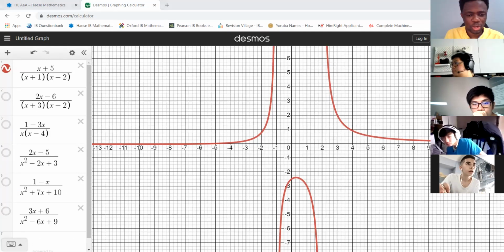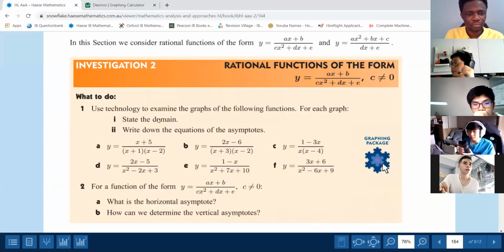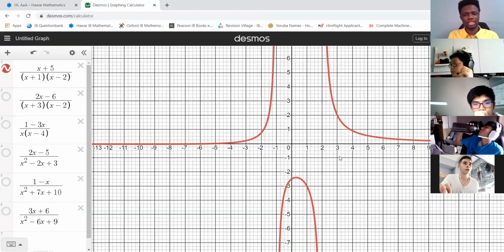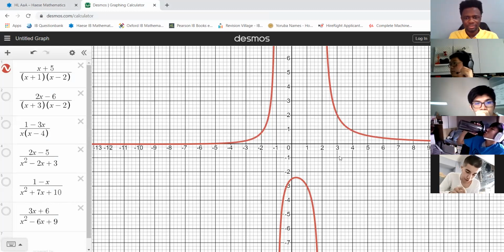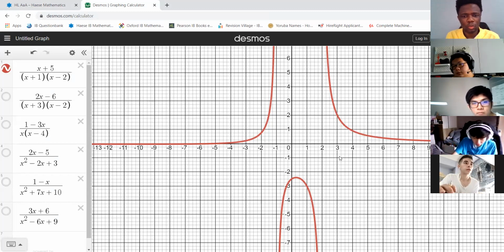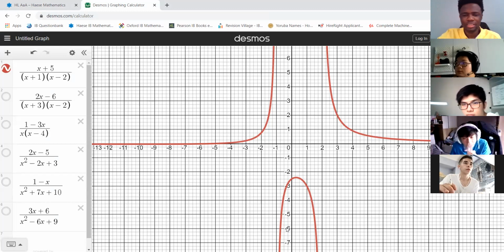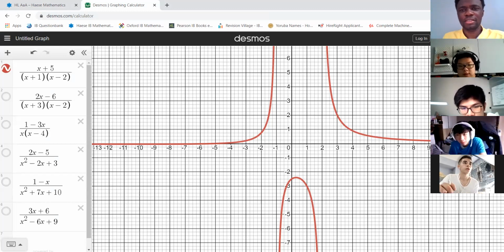Alex, let's look at the question. The question says, what is the domain? Alex, what's the domain, quickly? The domain is negative infinity to -1, union -1 to 2, union 2 to infinity. I love that. Does everybody understand what he said? Can you say it again? Yeah, Alex, you're going to say it again.